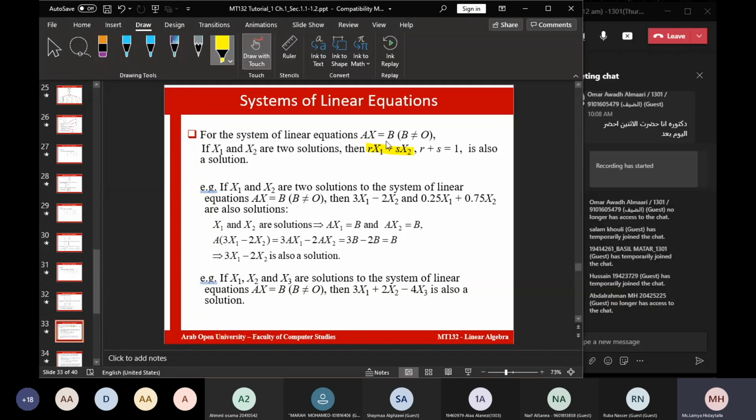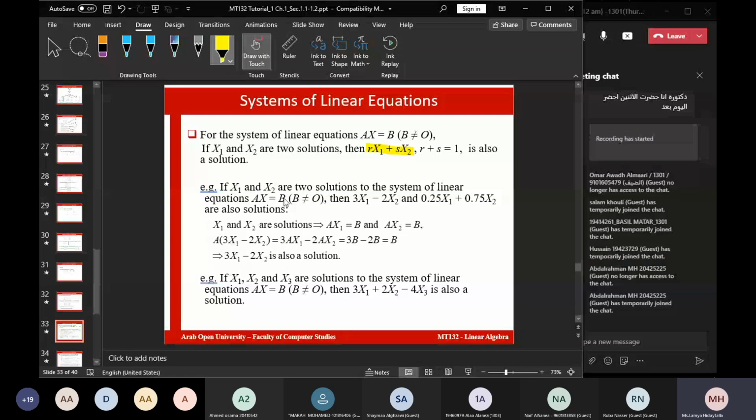So in that case, if you take this one and substitute it here, you will find that it is also a solution. That means it will give me the right hand side, which is B. And we proved it in our previous class.